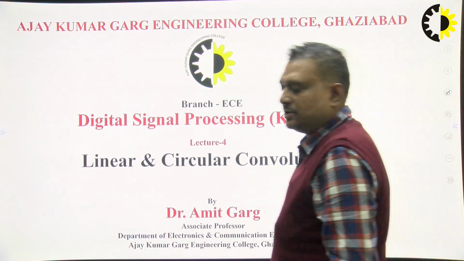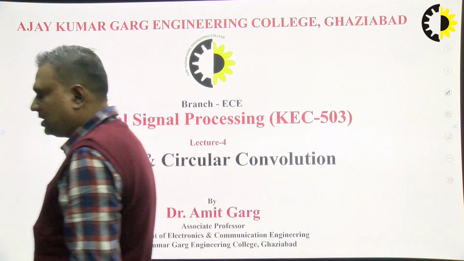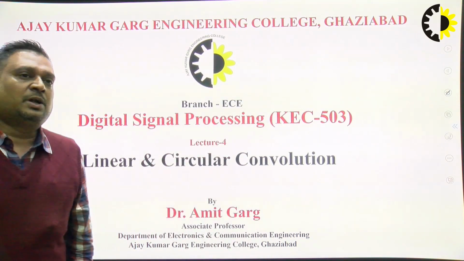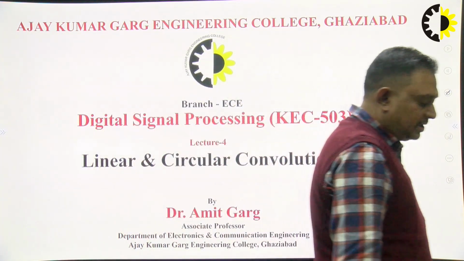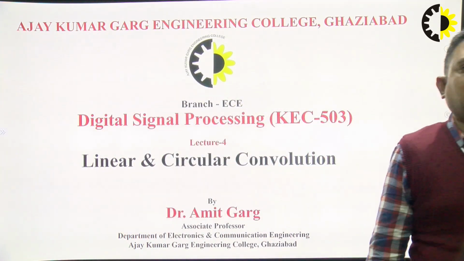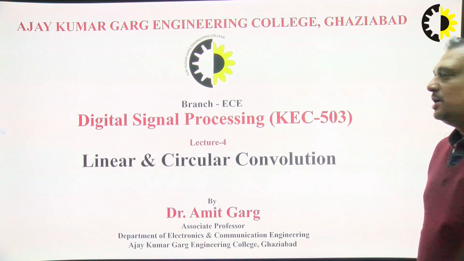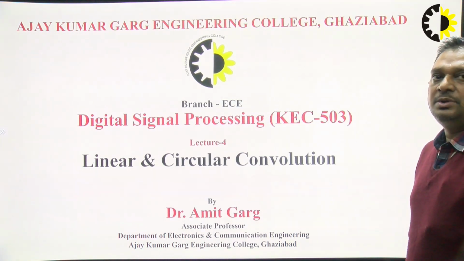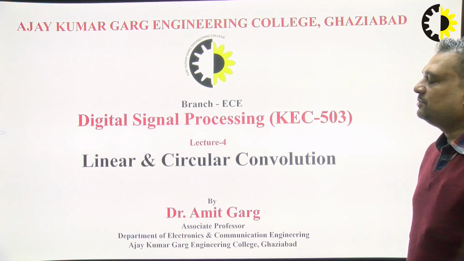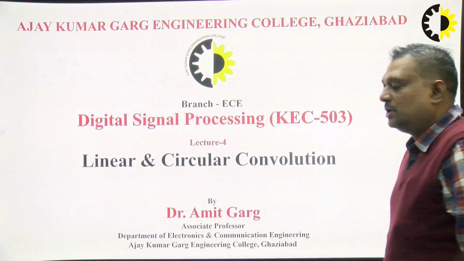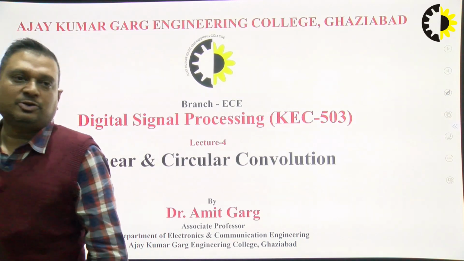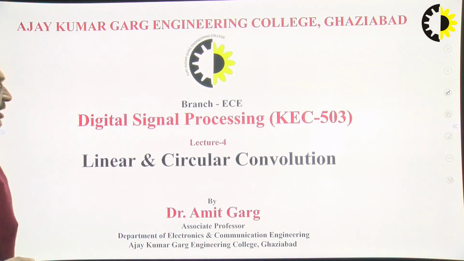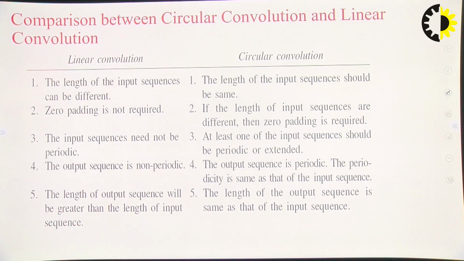We are studying this topic under the chapter DFT. In DFT, the property of DFT is only the circular convolution. So here we will see the methods for finding linear convolution with the help of circular convolution only, because circular convolution is the property of DFT but not the linear convolution. Okay, so let us start with the difference between linear convolution and circular convolution.